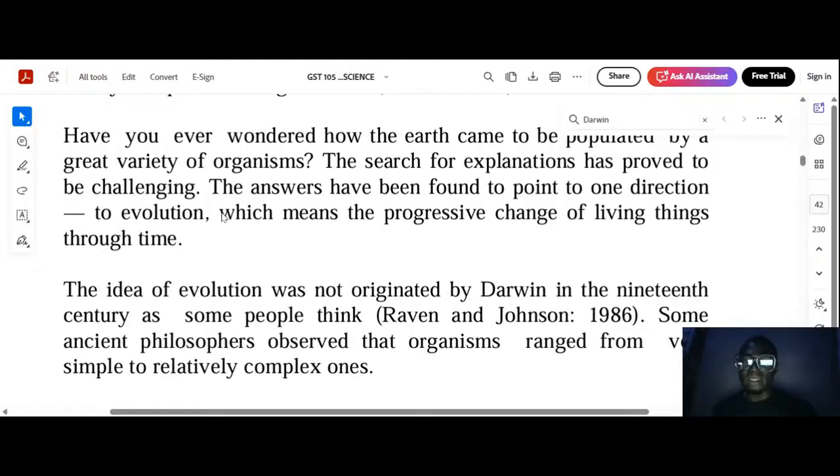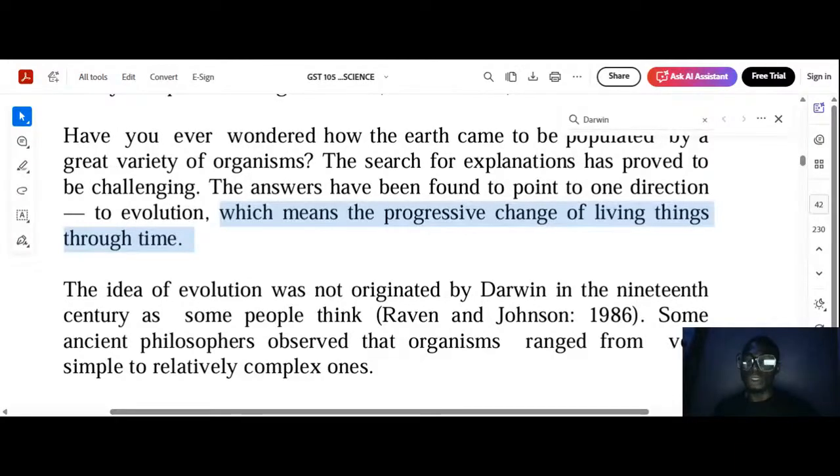Evolution means the progressive change of living things through time. Please write it there in the chat box. This is a question in your question bank. There is a question like this. I said the popular meaning of the word evolution is dash. Then they'll give you options. Well, the correct answer is the progressive change of living things through time.